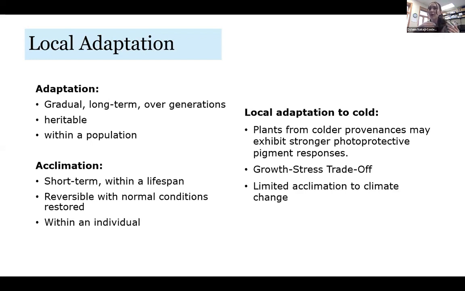So we're thinking about our plants that we got from different cold environments, or different environments of different minimum temperatures. And we are thinking that they could exhibit differences in these cold adaptations, thinking about pigments in particular and how their pigments will respond, thinking about how this growth-stress trade-off might affect these populations if they show differences in pigment responses, and how those differences might limit their ability to acclimate to things like climate change.